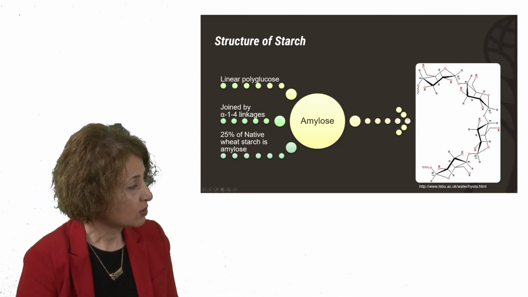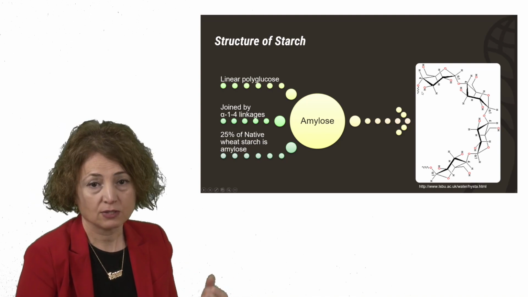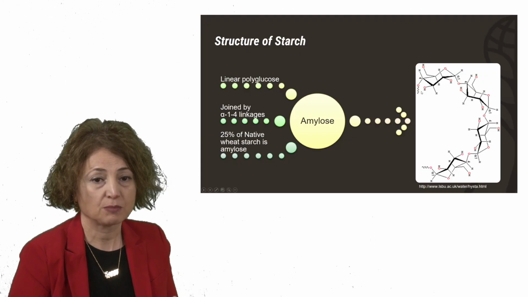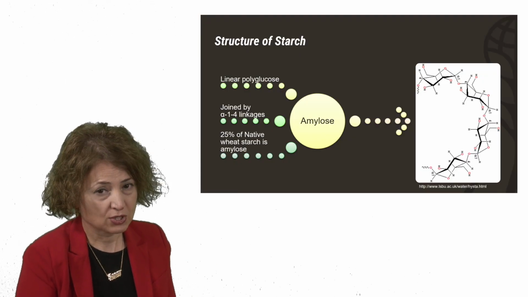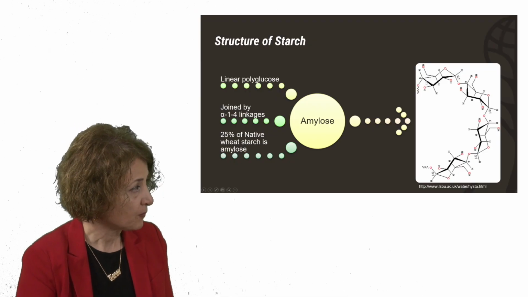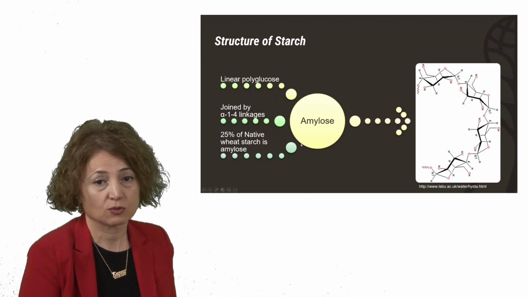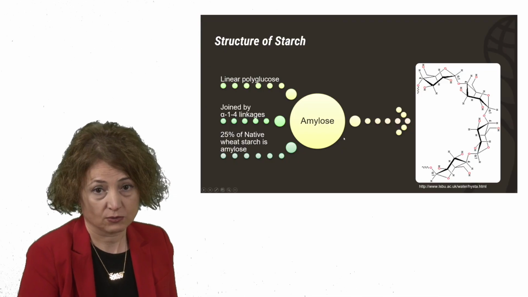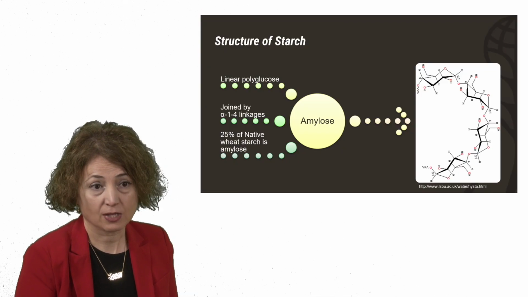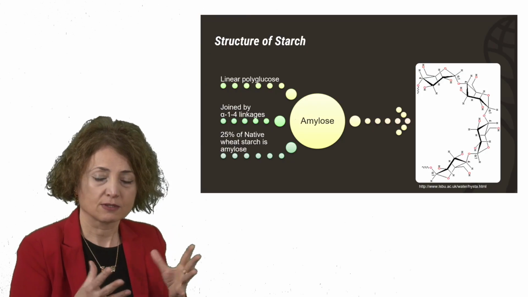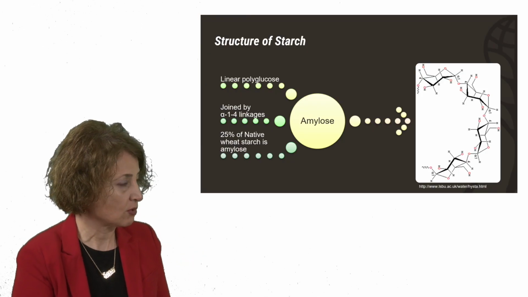An amylose molecule we consider a linear molecule because it behaves like one. There is almost no branching, a very low level of branching, and 25% of native wheat starch is amylose. Amylose is very important for the gelatinization of starch and also the recrystallization of starch. We are going to talk about it.